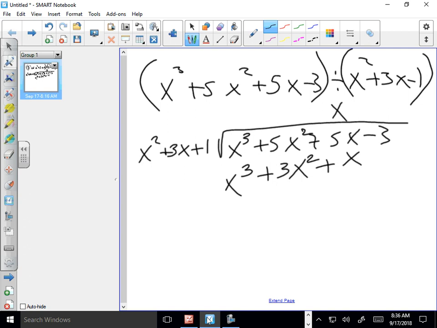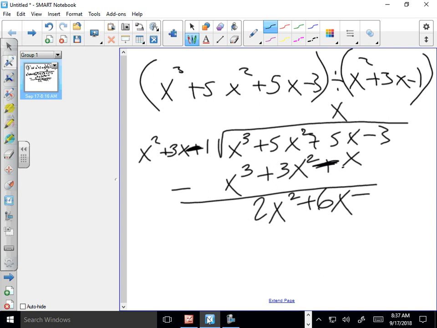What's up? It's a negative what? I'm sorry? A negative 1 here. Oh, okay. Good catch. So that's going to be a negative 1x. And then we subtract. We've got 2x squared minus a minus is a plus. And then I bring down my minus 3.